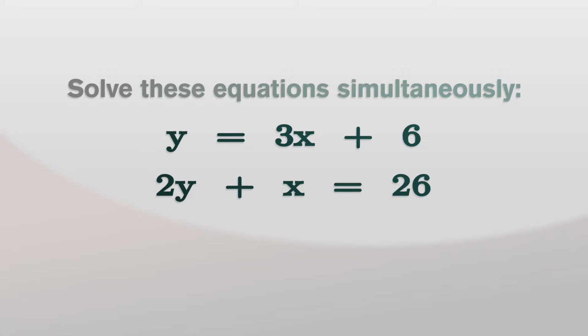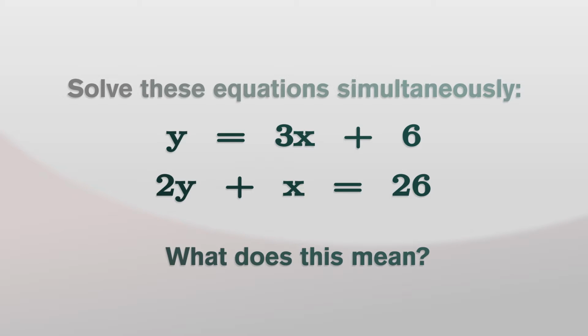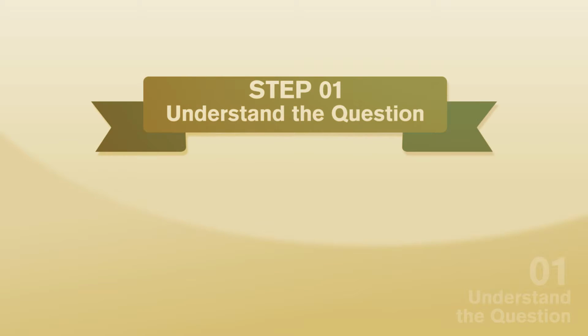We are asked to solve these equations simultaneously. y = 3x + 6 and 2y + x = 26. But what does solving simultaneously mean?